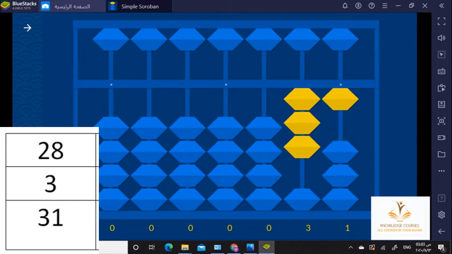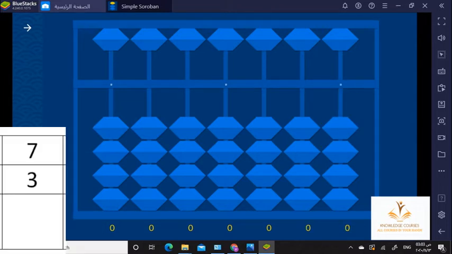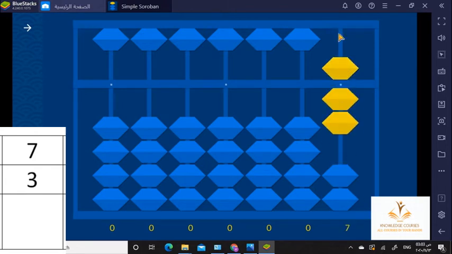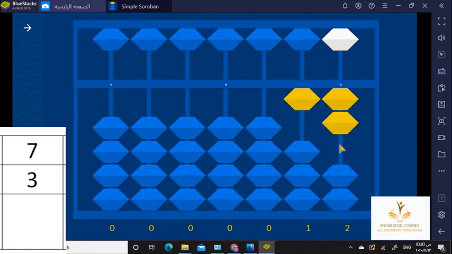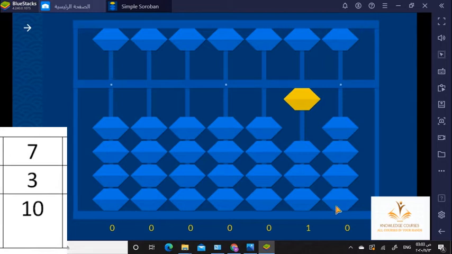Another example, 7 plus 3. 7 plus 3. I can't represent the 3 on the unit, so the big helper of 3 is 7. Activate 10 and minus 7, so the solution is 10.